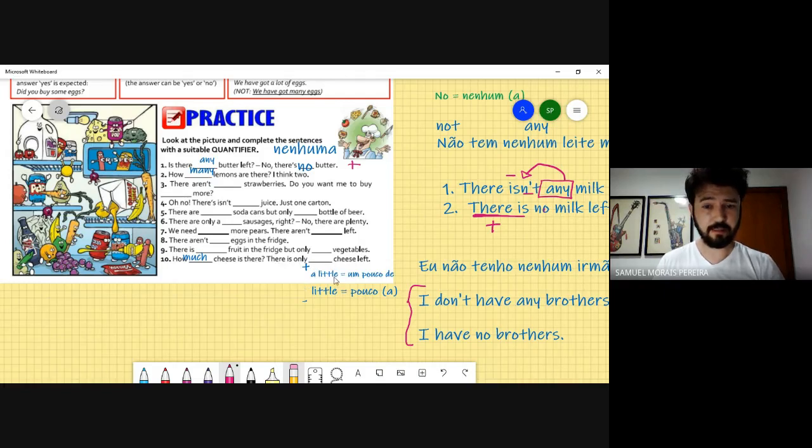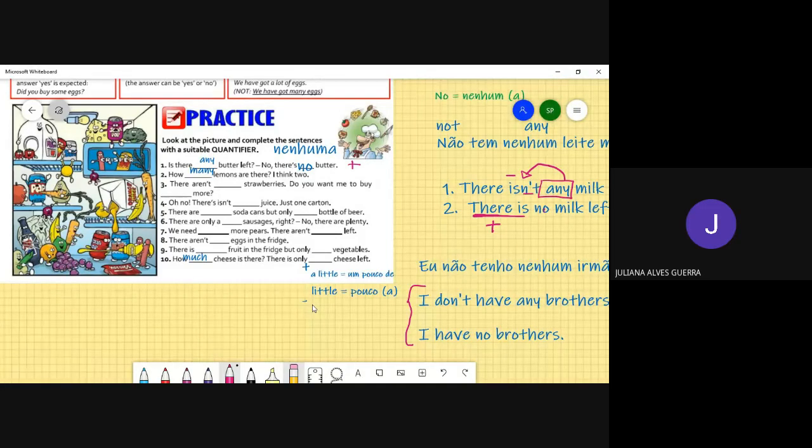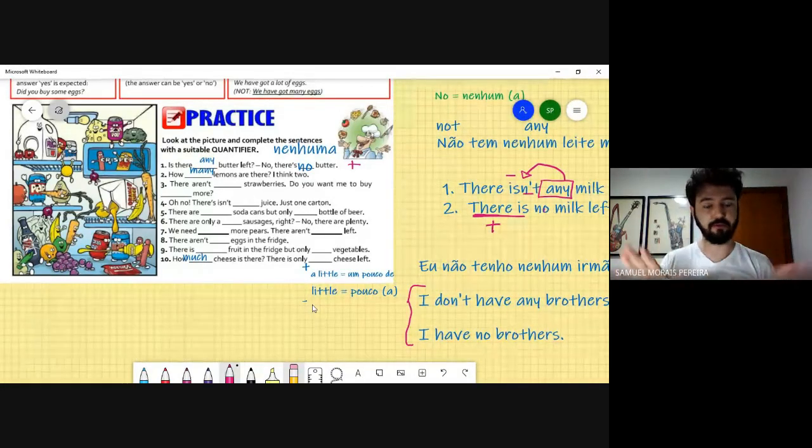Mas a resposta da Nicole tá perfeita, ó. There is only a little cheese left. Aí ela disse, tem apenas um pouco de queijo sobrando, né? Sobrou apenas um pouco de queijo, but I can also say there is only little cheese. Ó, sobrou apenas pouco queijo. É porque você tá partindo da perspectiva negativa, Juliana, entendeu? Yes. Ok, eu vou voltar, tá bom?